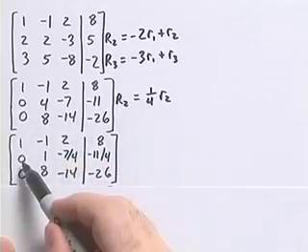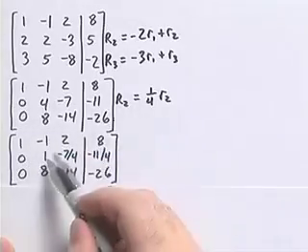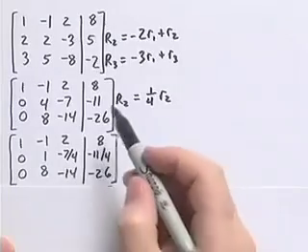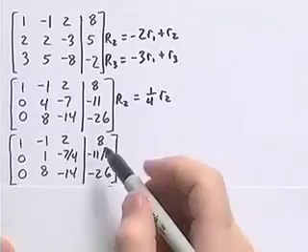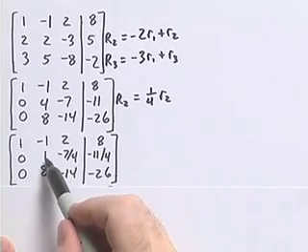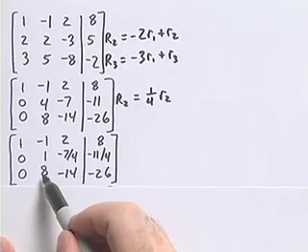0 times 1/4 is 0. 4 times 1/4 is 1. Negative 7 times 1/4 is negative 7/4. And negative 11 times 1/4 is negative 11/4. We've got a 1 here. We'd like to get a 0 underneath it.